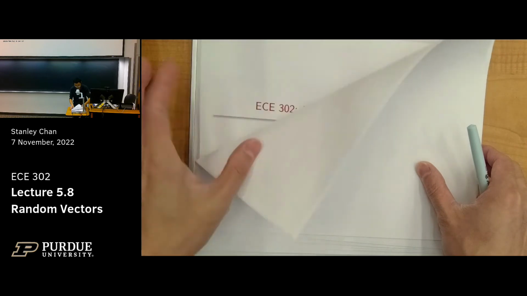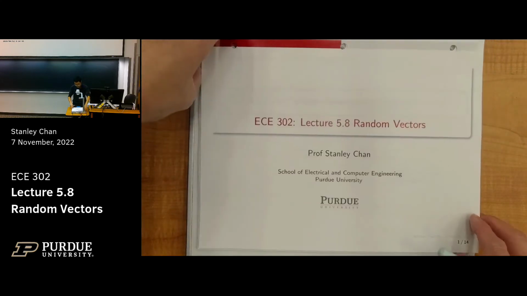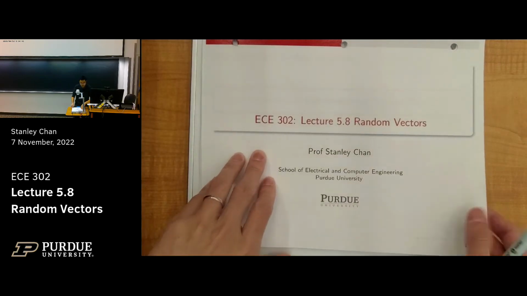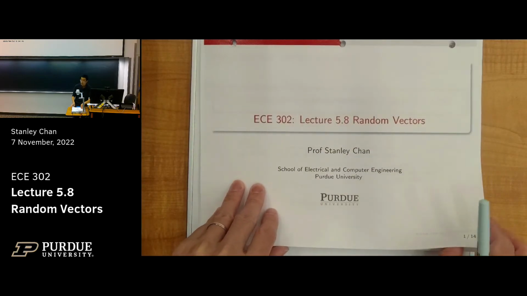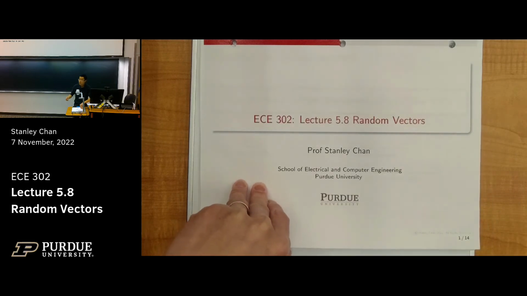Lecture 5.8, random vector, and also 5.9 to talk about some properties of a Gaussian. So I will go through this set of slides very quickly because I'm not going to test you. I will just tell you some notations so that you can work on your homework problem. So that's the purpose.